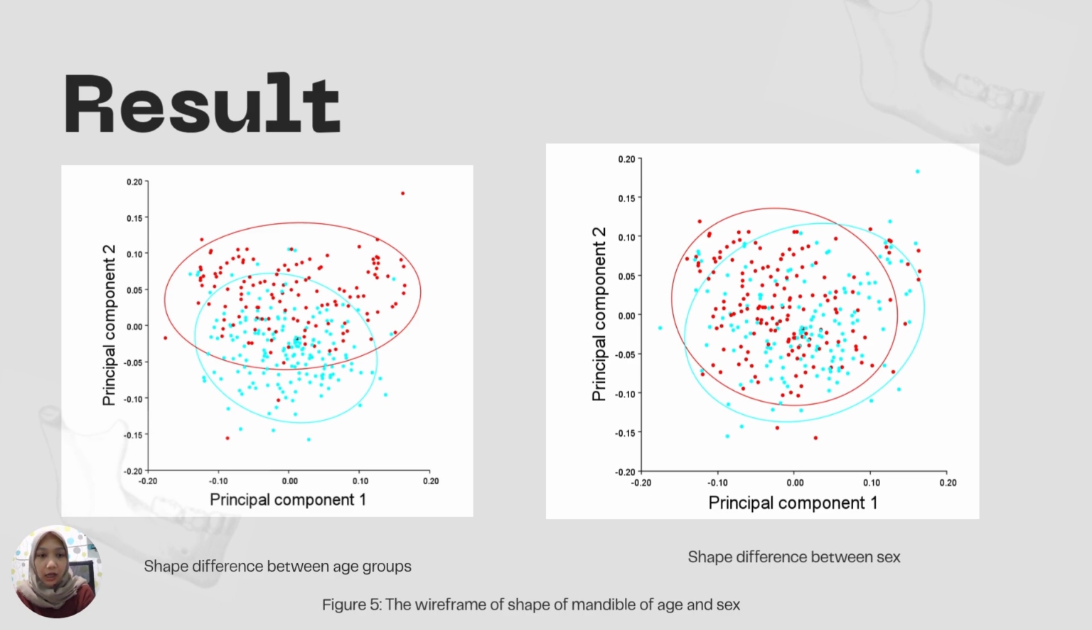I have the shape difference between ages, shown in the warp application of the mandible by age. This is component one and component two. For age, the groups are clearly separated, red and green, and for sex the groups overlap and combine, so the difference is not very visible.